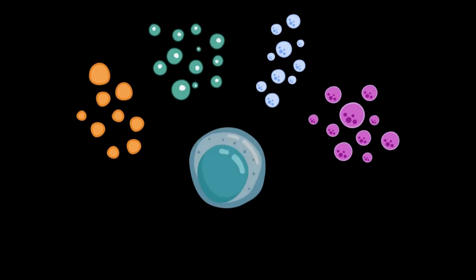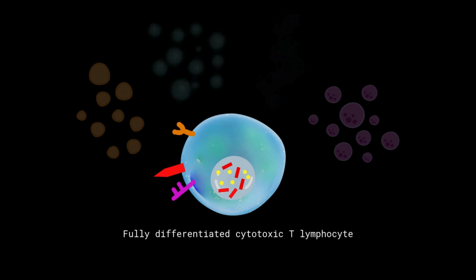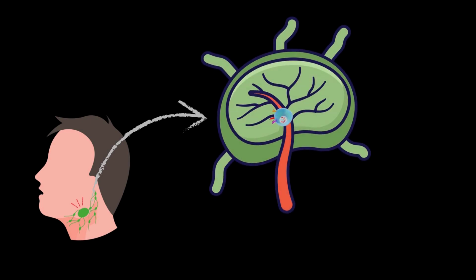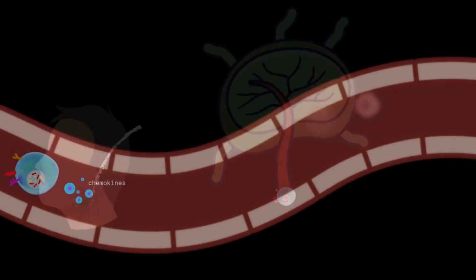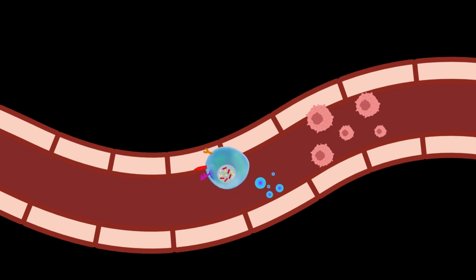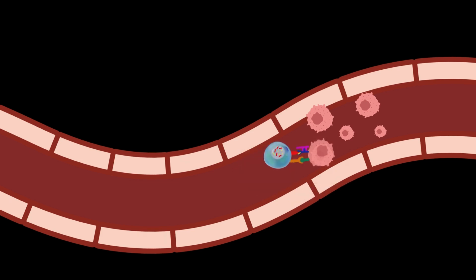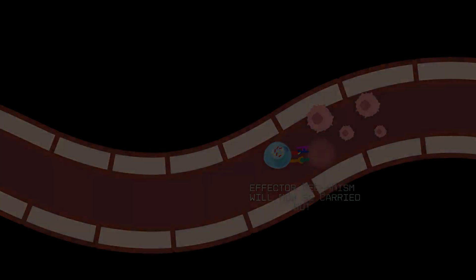Thanks to the coordinated cytokine support, the CD8 T cell differentiates into a functional cytotoxic T lymphocyte, or CTL, equipped to detect and destroy abnormal cells. After differentiation, the CTLs leave the lymph node and travel through the bloodstream, guided by chemokines, to the site of infection, or in this case, tumor. There, they recognize target cells displaying the specific tumor antigen on MHC class I molecules. Once engaged, the cytotoxic T cells will carry out their effector mechanism, which will now be explained in detail.